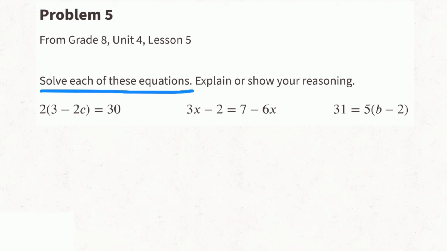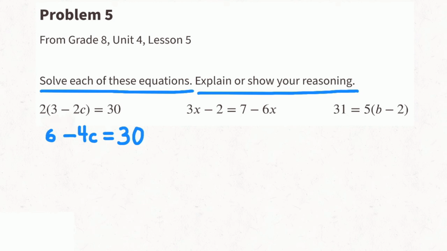Problem number 5, from 8th grade, Unit 4, Lesson 5. Solve each of these equations. Explain or show your reasoning. 2 times 3 is 6, and 2 times negative 2c is negative 4c. Now we have 6 minus 4c equals 30. And to get the term with a c in it to be alone, we need to subtract 6 from both sides of the equal sign.